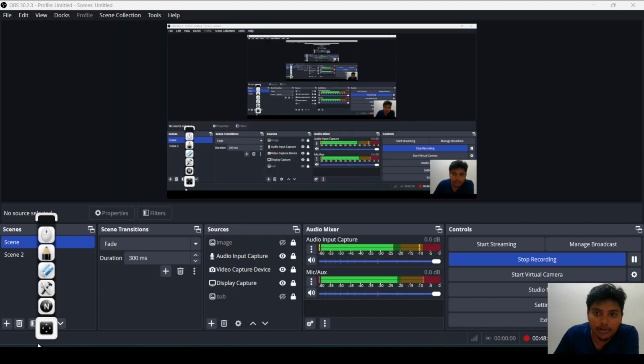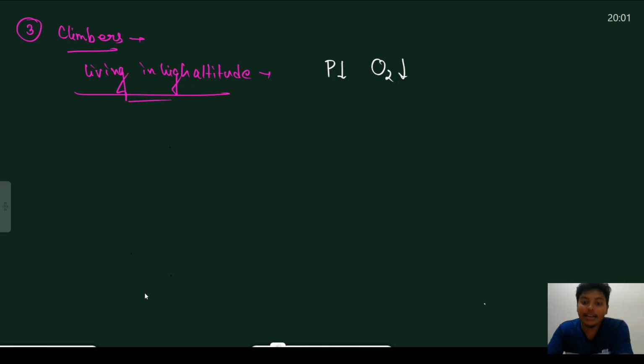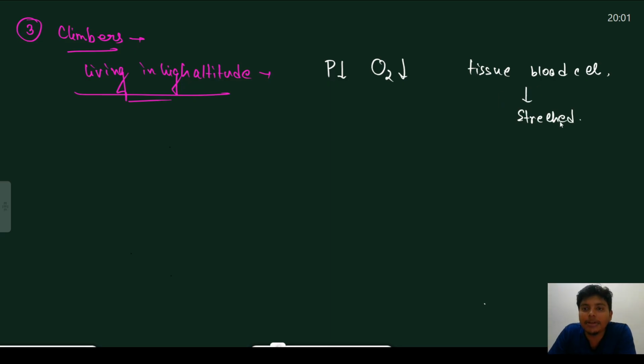Oxygen is there, but in our blood it needs to circulate. Now it needs to be dissolved. Because pressure is low, oxygen cannot dissolve, and because of that, blood cells and tissue will get stretched. Because of that, people become mentally ill or physically ill, and this is known as anoxia.